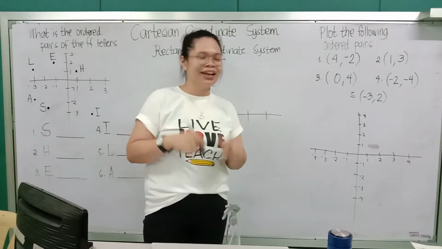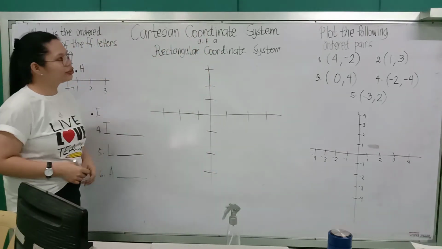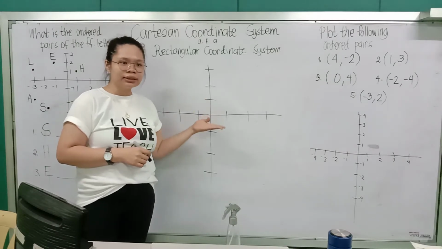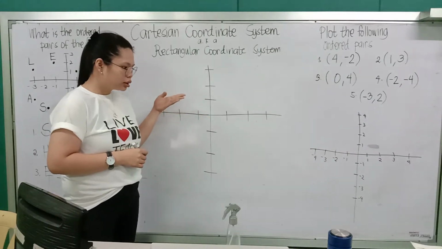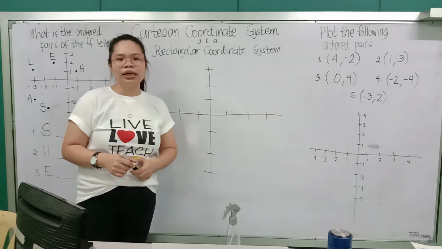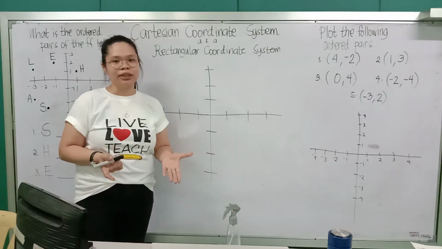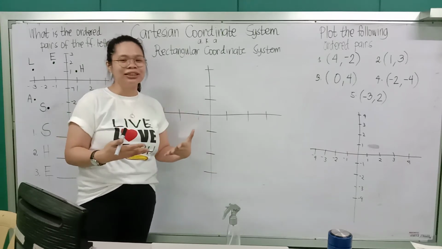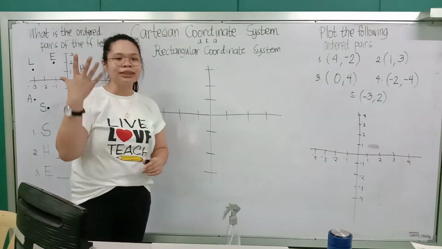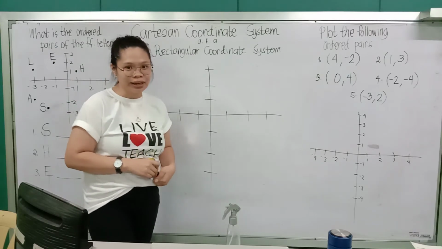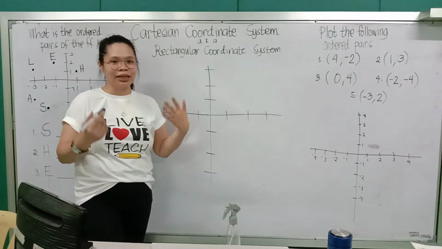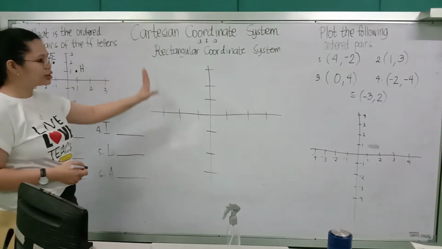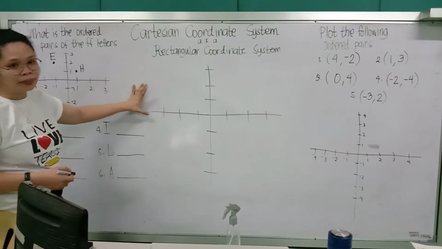So, let's begin. In the Cartesian coordinate system, the one who created this topic is none other than René Descartes. The spelling of his name is not according to its pronunciation, but I have already told you the right spelling of his name. It's René Descartes. So, this one is the Cartesian plane.